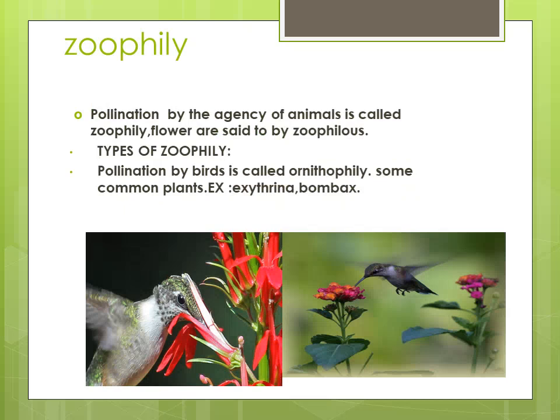Here the definition is given. Other zoophily types are also given. Pollination by the agency of animals is called zoophily. The flowers are said to be zoophilous. Types of zoophily: ornithophily, where the pollination occurs by birds. You can see the picture for that. According to the beak, the corolla of the flowers is also arranged. You can see it in the picture.